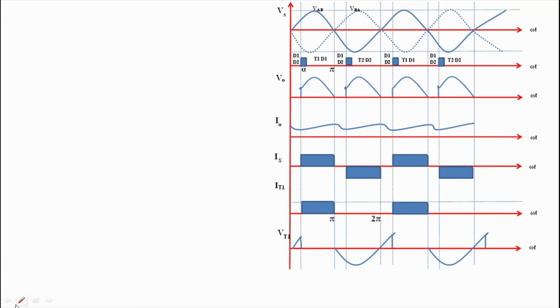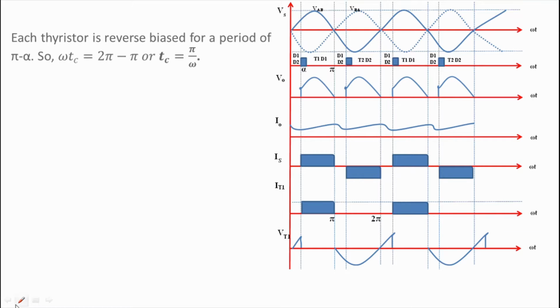Now we will see the waveform of VT1. Here in the waveform of VT1 we see that the thyristor is reverse biased for a period of pi. So we can write the circuit turn off time Tc is equal to pi by omega.